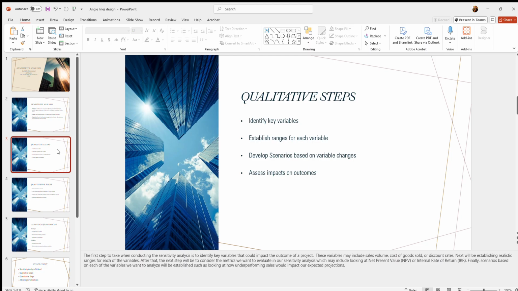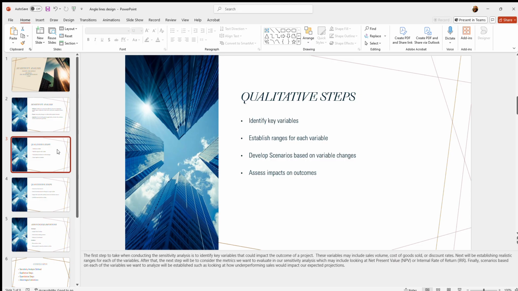To conduct the sensitivity analysis, we will first look at the qualitative steps involved. The first step to take when conducting the sensitivity analysis is to identify key variables that could impact the outcome of our project. These variables may include sales volume, cost of goods sold, or discount rates.